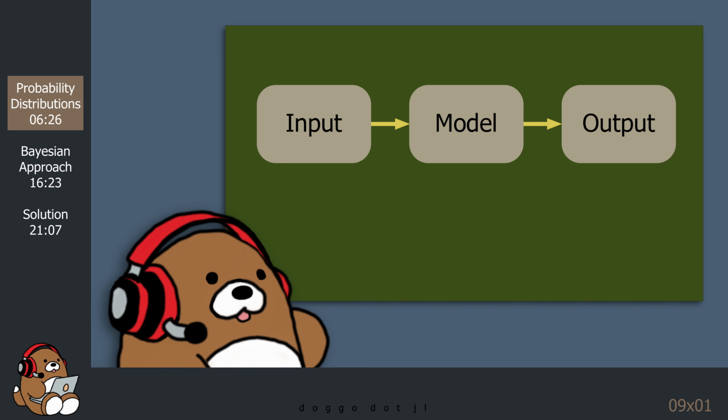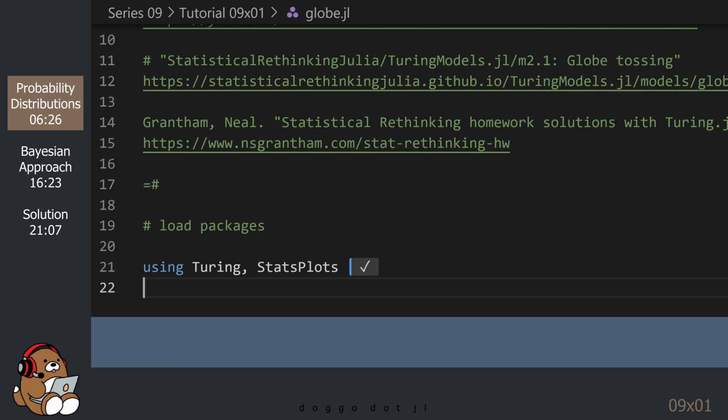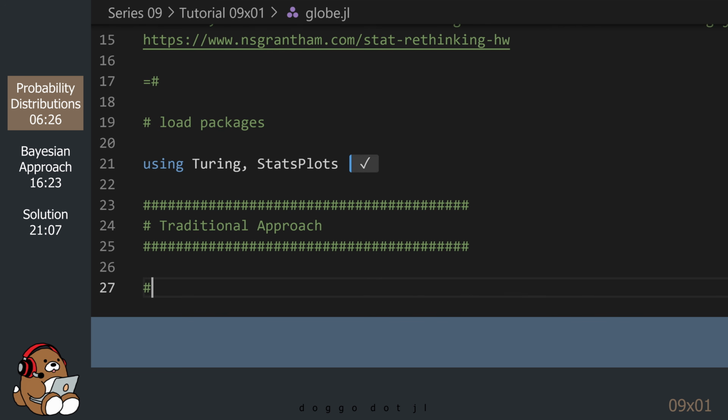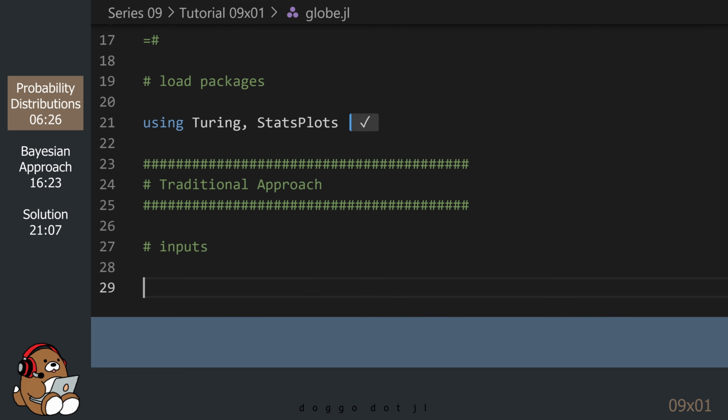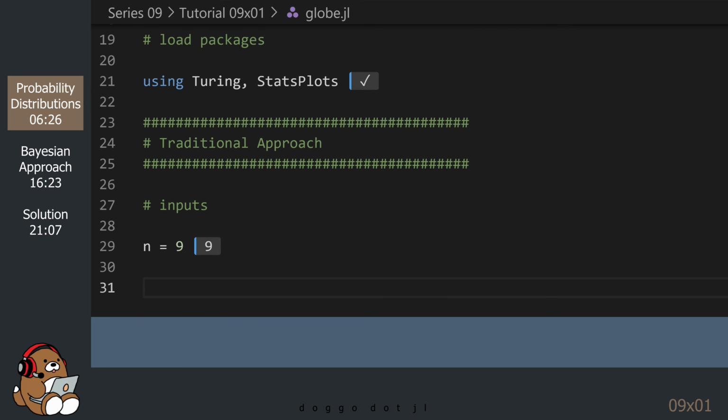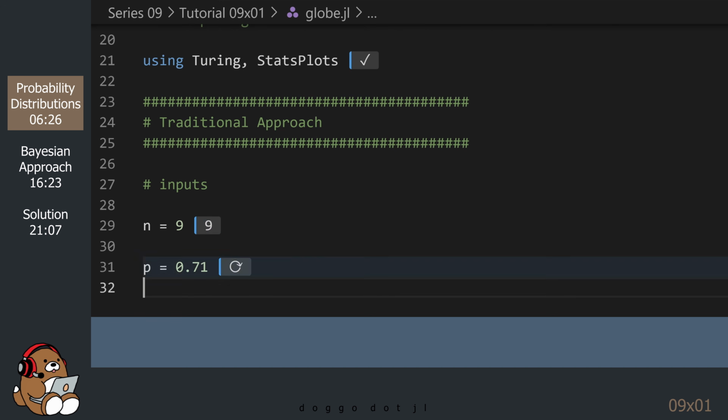The traditional approach to solving this problem is to start with the inputs, and then run the inputs through a model. The model will then return the output. So in this example, the inputs are n and p, where n is the number of tosses, and p is the percentage of water that is covering the surface of the Earth. So if we toss the globe 9 times, then n is 9. For the value of p, let's use 0.71, which is the value that we found using an internet search.